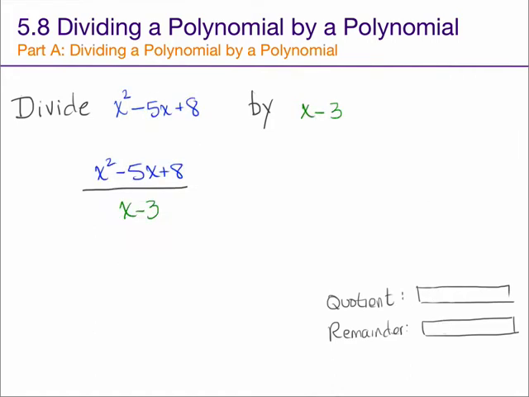Here's our next problem. Remember that a division problem involving polynomials might be presented this way, or it might be presented this way. In either case, because we're dividing a polynomial by a polynomial, we really have no choice but to rewrite the problem: x squared minus 5x plus 8 divided by x minus 3.